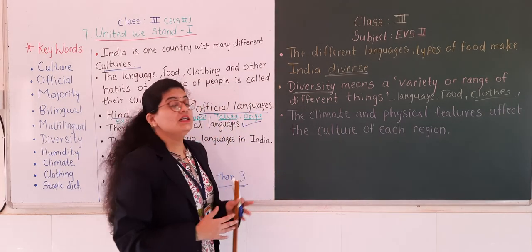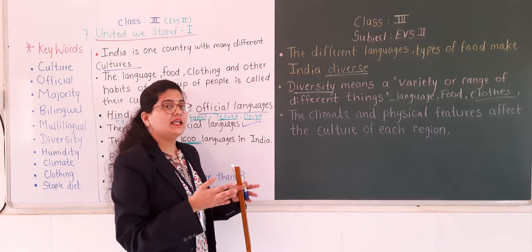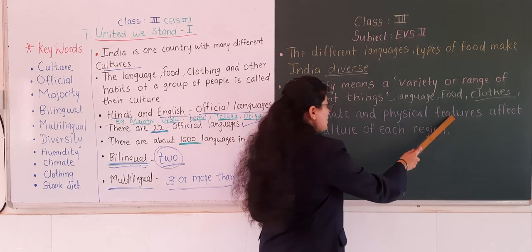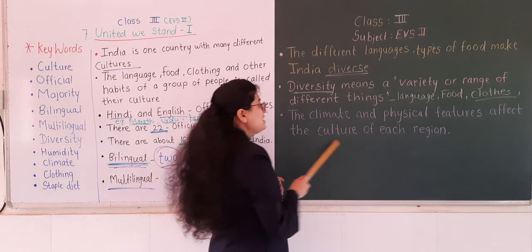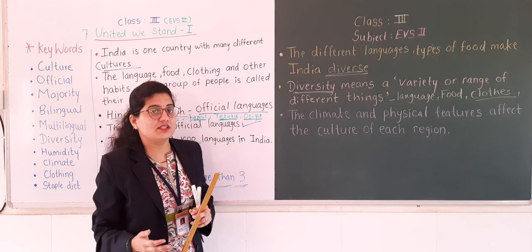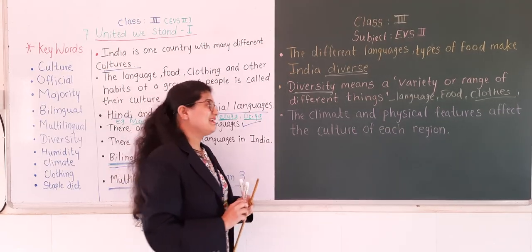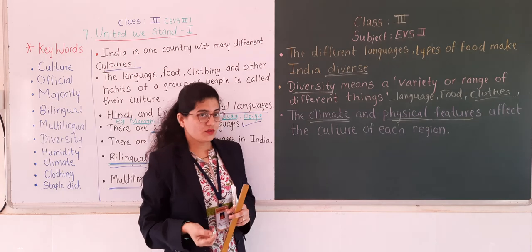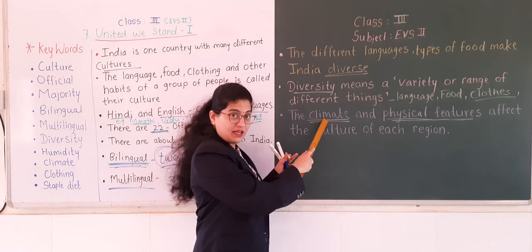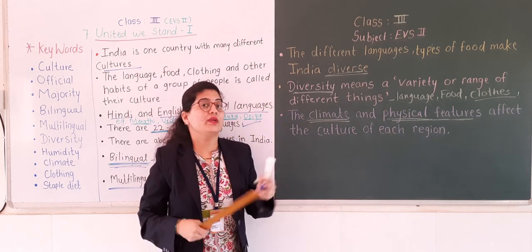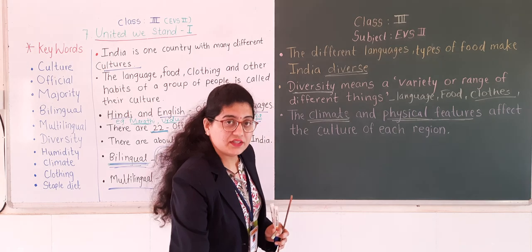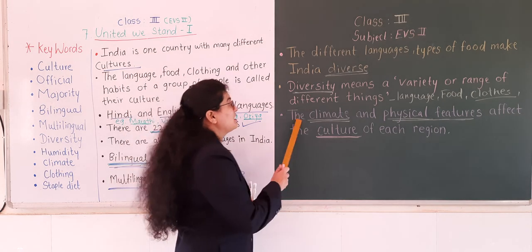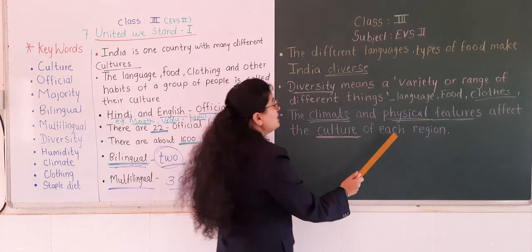So here there are certain reasons behind the diversity of India. Now we'll see what those reasons are. The climate and physical features affect the culture of each region. So this diversity of culture depends on what? Yes, the climate and physical features of India. Because of the climate and different physical features, we have different cultures in different regions. What did I say? Yes, the climate and physical features affect the culture of each region.